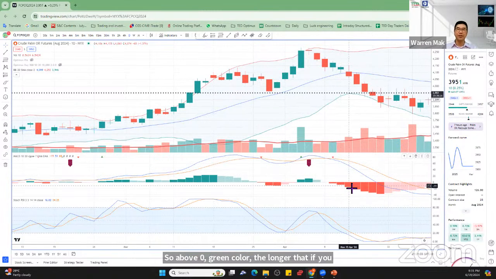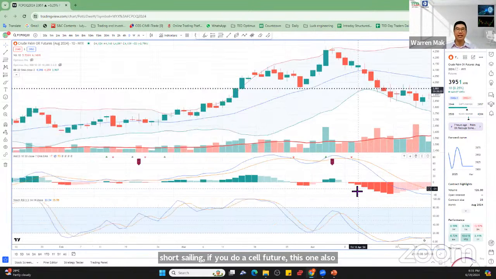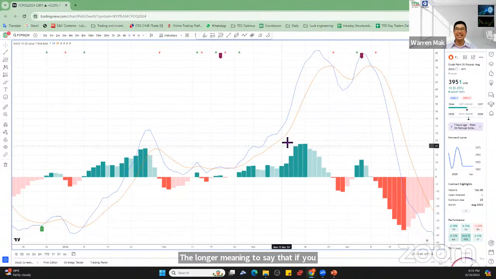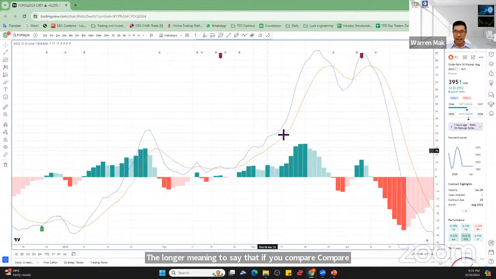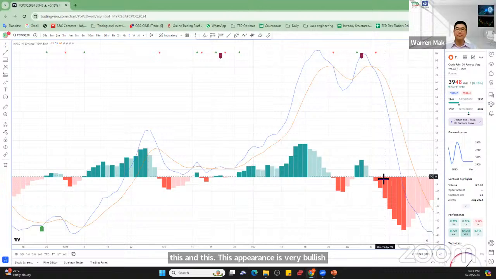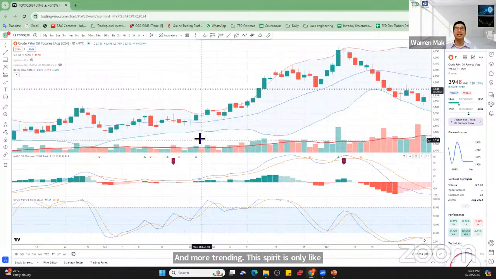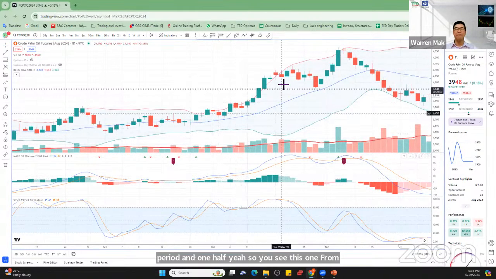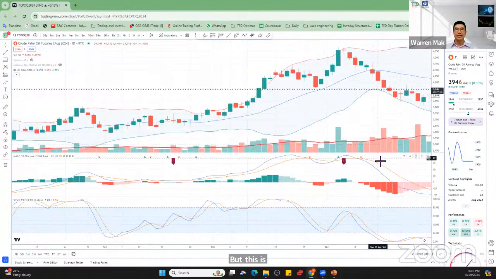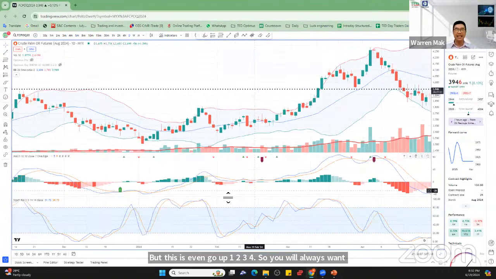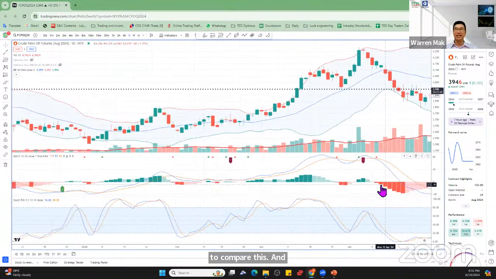If you do short selling, if you sell futures, this is also the same thing. The longer, the better. Meaning that if you compare this period and this period, this one is very bullish and more trending. This period is only a very short, one-off period. You see this one from here, you go slowly up all the way here. But this is different: up 1, 2, 3, 4 periods, boom. So you will always want to compare this and others, so you know whether this is sustainable.